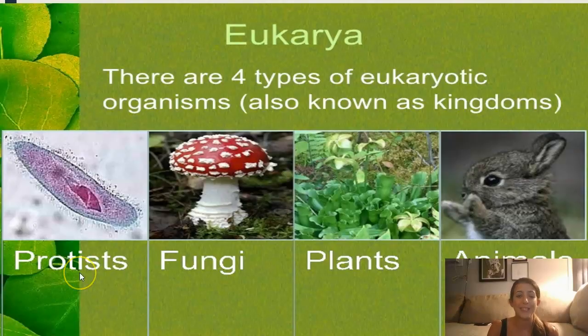Alrighty, and then finally we get to our eukarya group. So there's going to be 4 types of eukaryotic kingdoms. Okay, so you need to know each of these different kingdoms and their characteristics. So you have protists, fungi, plants, and animals.